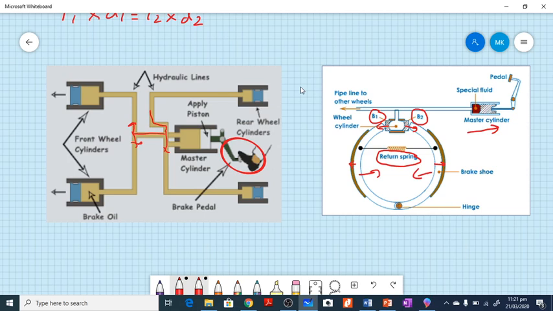I hope now you understand how a car braking system works and how a hydraulic system works.